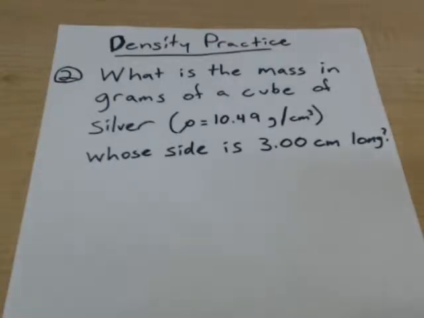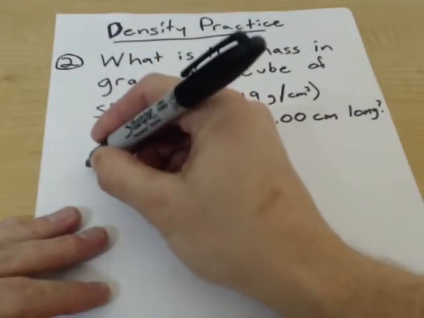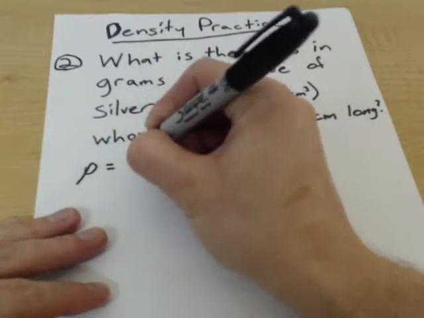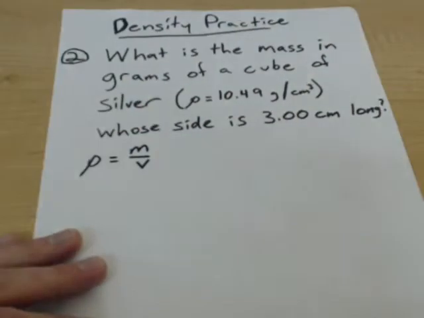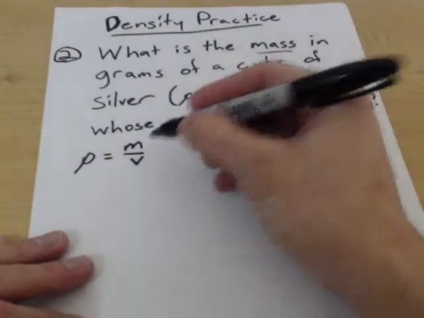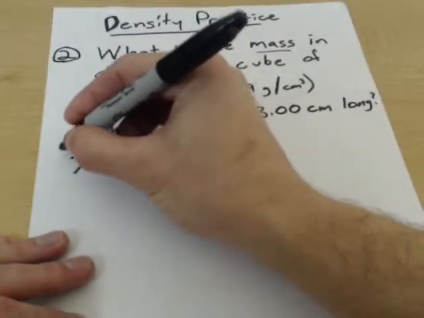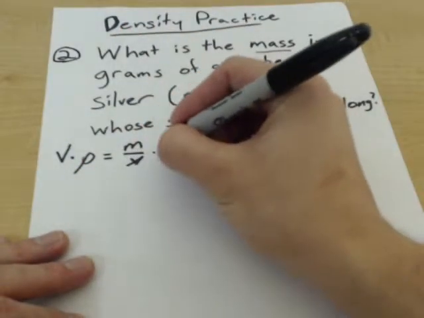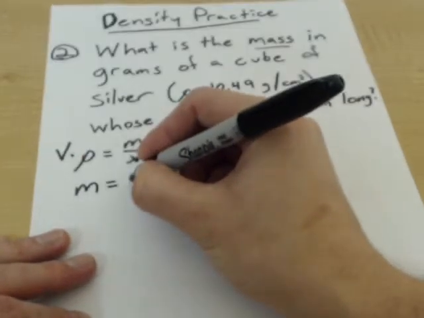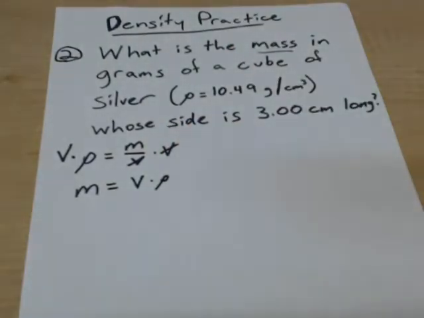So let's start with our density formula and set it up to see what we can do here. We know that density equals mass over volume, but here we're trying to solve for mass. So we're going to have to get the m by itself. We can do that by multiplying both sides by the letter v. These v's cancel out, and now we have mass equals volume times rho, or density.